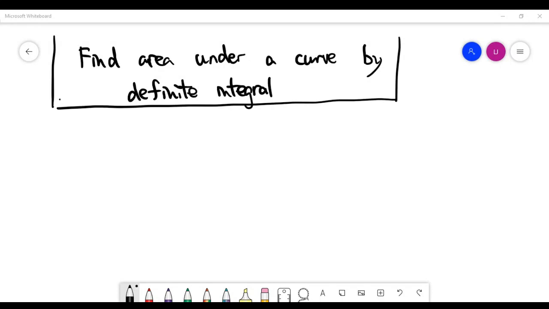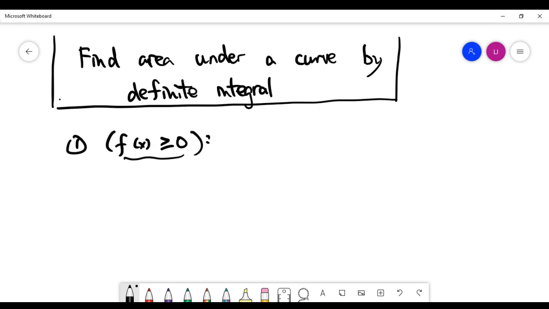So for this video, we'll look at an interesting topic, which is finding the area under a curve y equals f of x, by the use of the definite integral. Please recall the meaning of the definite integral. We learned how to compute it, and this video is more like an application of what you have learned regarding this definite integral. So let's look at the first case here.